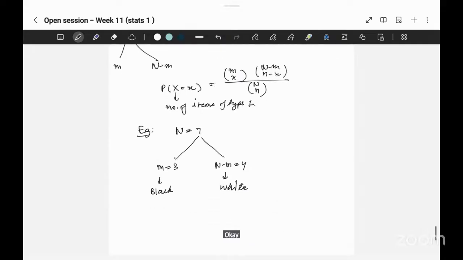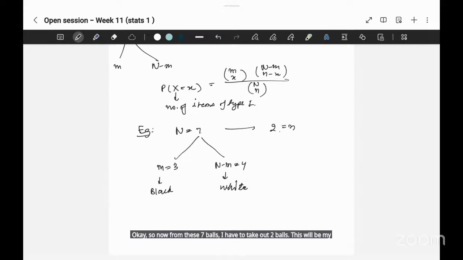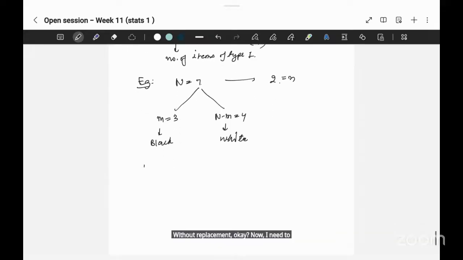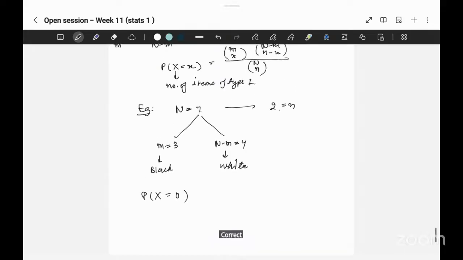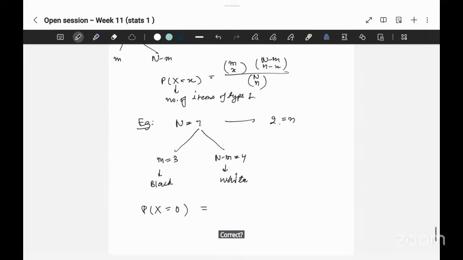Okay, so now from these 7 balls, I have to take out 2 balls. This will be my n, without replacement. Now I need to calculate the probability X equals x, that means the number of black balls that I'm getting. So what values can x take? X can take 0, 1 and 2. Correct? Yes.